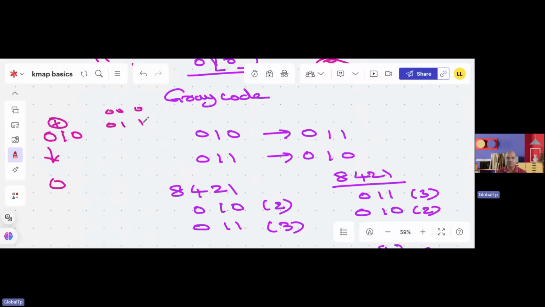0, 1 means the answer will be 1. 1, 0 means the answer will be 1. 1, 1 means the answer will be 0. You can see here, when both variables are equal, you will get the answer as 0. When the two variables are different, you will get the answer as 1.